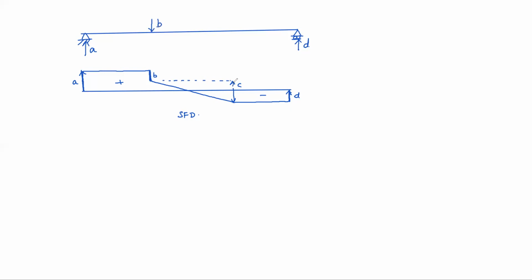Here C drop is there linearly, gradually like this, that means that must be a UDL of intensity, the slope, that is C by the span. Suppose the span is L here, C by L is the intensity, some units per length, right? Clear?